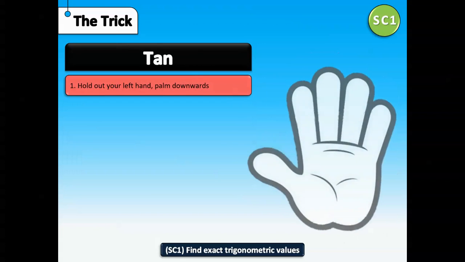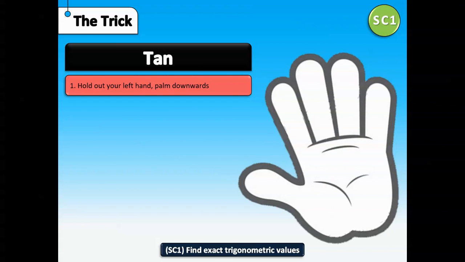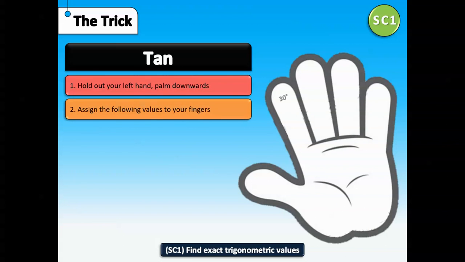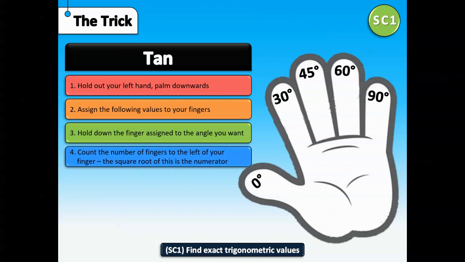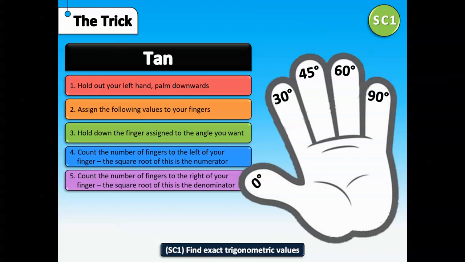For tan, again, hold out your left hand, palm downwards. Assign the following values to your fingers. Hold down the finger assigned to the angle that you want. Count the number of fingers to the left of the finger that you've got held down, and square root this as the numerator. And count the number of fingers to the right of the finger that you've got held down, and the square root of this is the denominator.